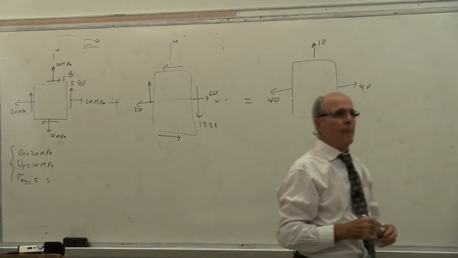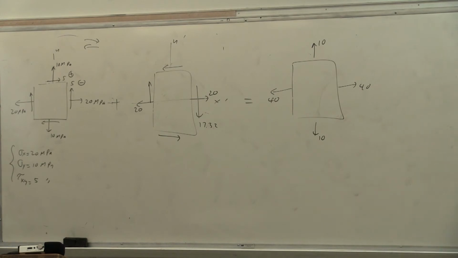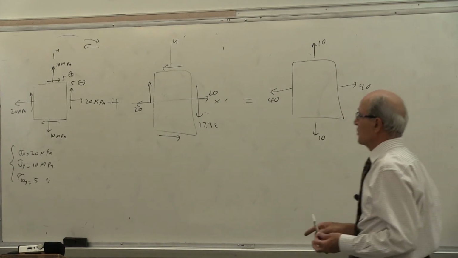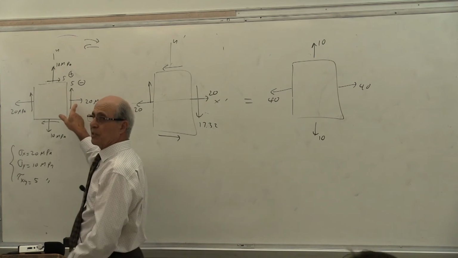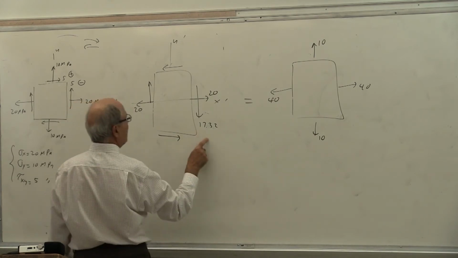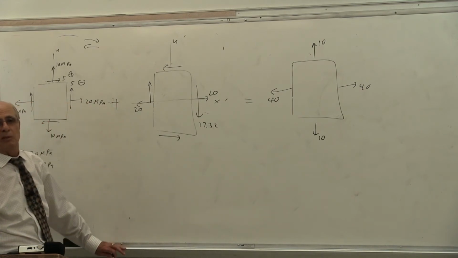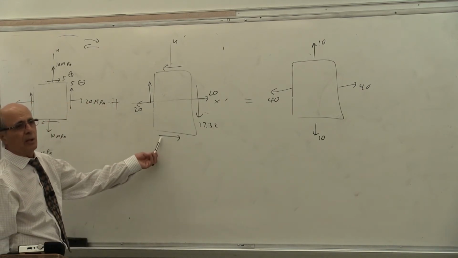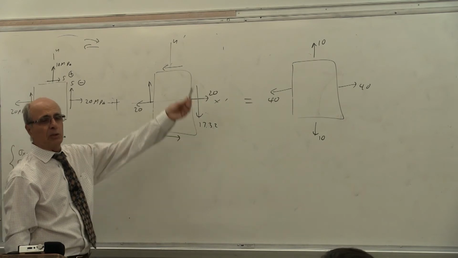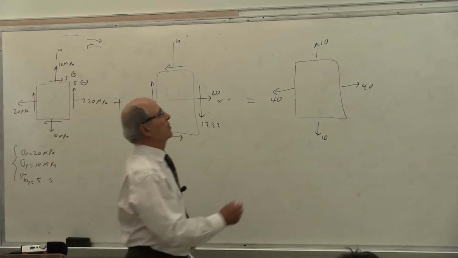Correct? How much shear do we have? Now you can answer that question now that this is positive 5. In other words, this is going this way, that going that way. You don't have to worry about positive. So what's the net result? 12.32 going negative. That's right.